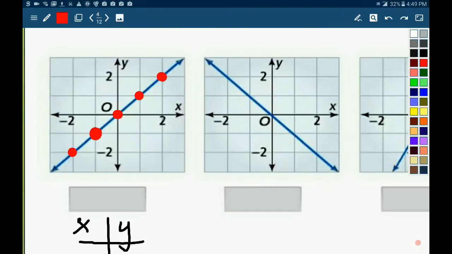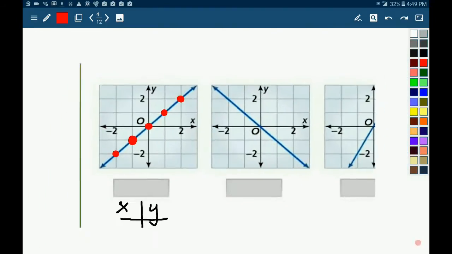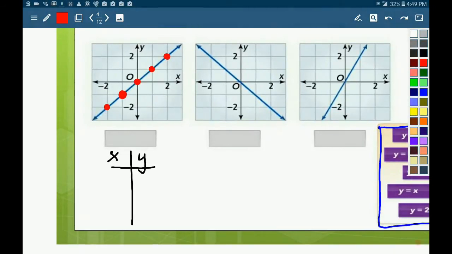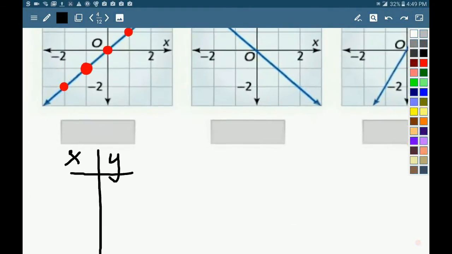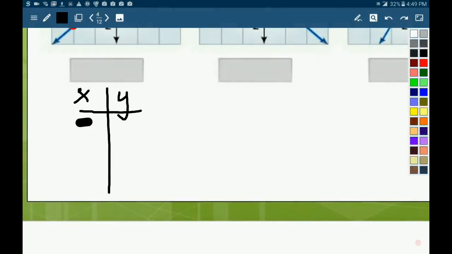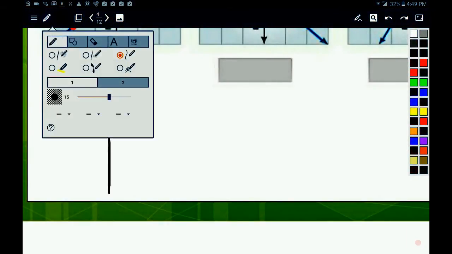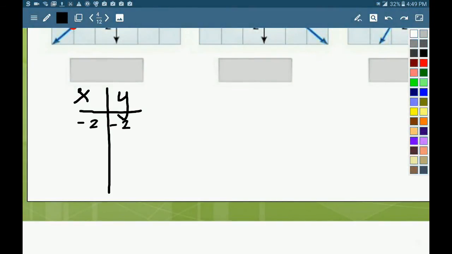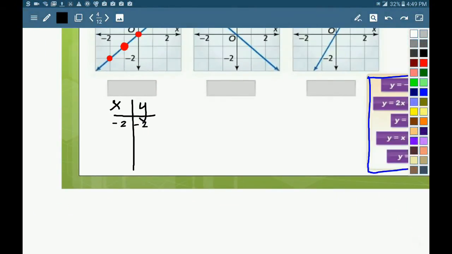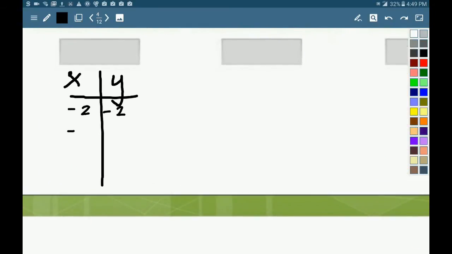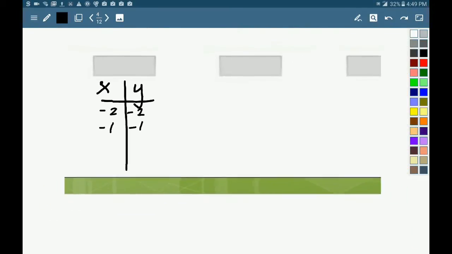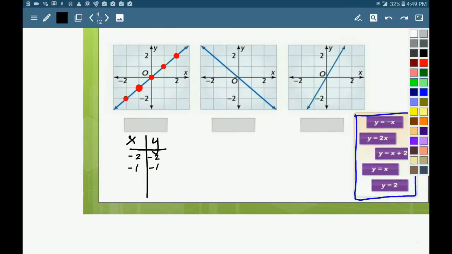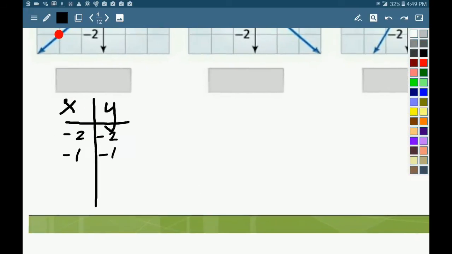Okay, so those are all integer value points, and I'm going to place them in my table. So I've got -2, -2. I've got -1, -1. 0, 0, 1, 1, and 2, 2.